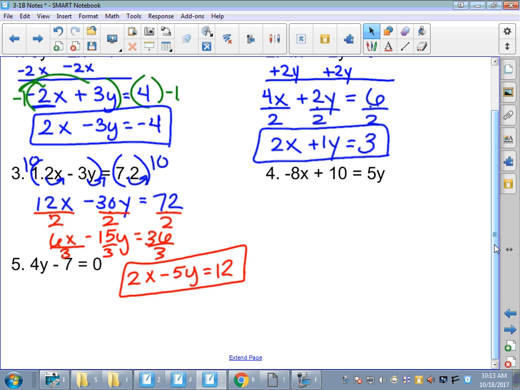by the biggest number. If you look at number 4 here, number 4, I need to bring this 5y over here. So I'm going to subtract 5y.